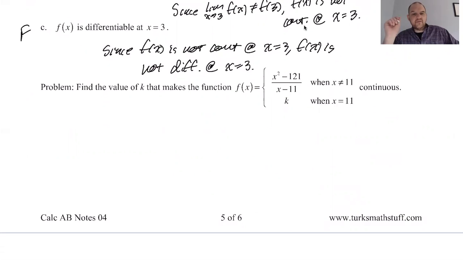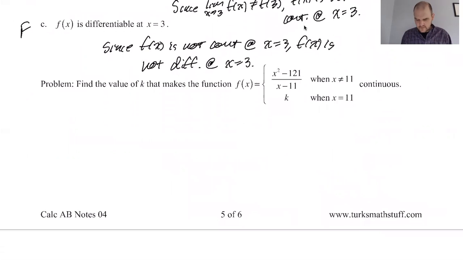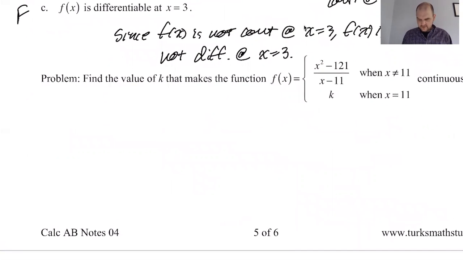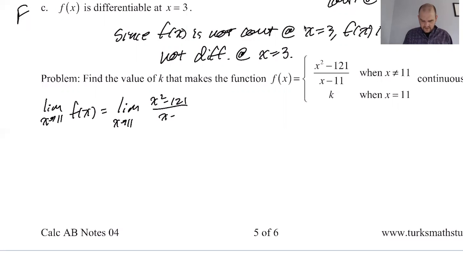Find the value of k that makes the function f of x equal, it's another piecewise function. It's basically the same problem. Find the value that makes it continuous. All right, so what needs to be true? We need the limit to exist, the function to exist, and the limit to equal the value of the function. So the real trick here is finding the limit. So we need the limit as x approaches 11 of f of x to be the same as the limit as x approaches 11 of x squared minus 121 over x minus 11.